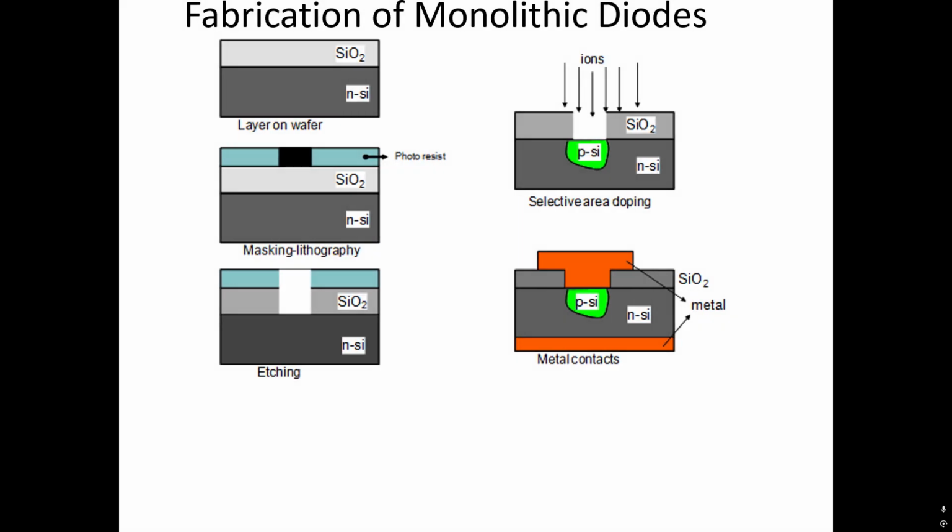So this shows the fabrication of monolithic diodes. First we have a layer on wafer on an N-type silicon substrate. We have the SiO2 layer is made. Next we have masking lithography, a photoresist and a hole is made through etching, and through the hole ions are diffused, ion diffusion, that is nothing but selective area doping, and finally metal contacts are established to create a diode.